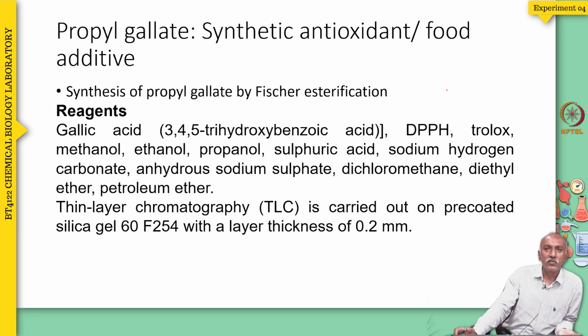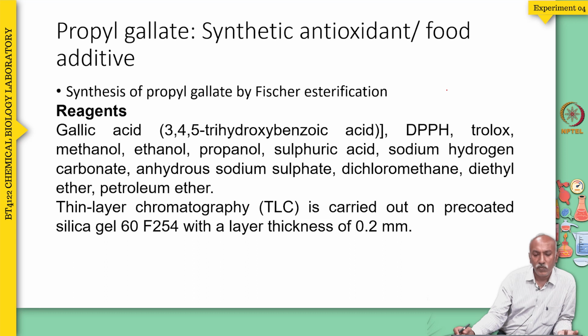Propanol reacts with the gallic acid to form propyl gallate, and sulfuric acid catalyzes the reaction between gallic acid and propanol. Sodium hydrogen carbonate is used to neutralize the sulfuric acid while extracting the propyl gallate, anhydrous sodium sulphate to dry the organic medium, and dichloromethane or diethyl ether to extract. The progress of the reaction can be monitored using thin layer chromatography on pre-coated silica gel with a thickness of 0.2 mm with a fluorescent indicator at 254 nanometers.